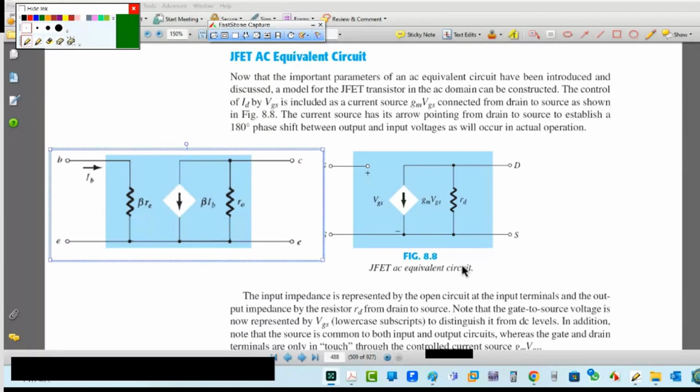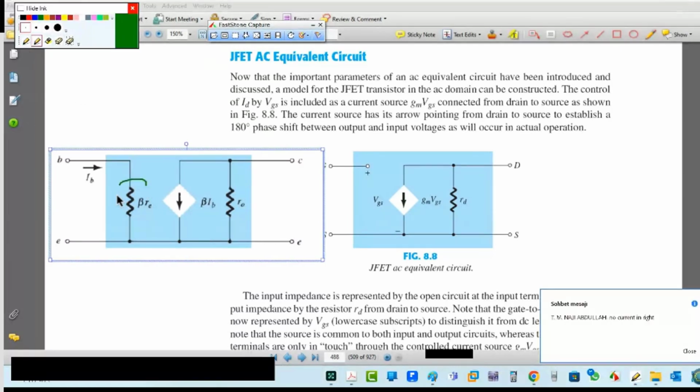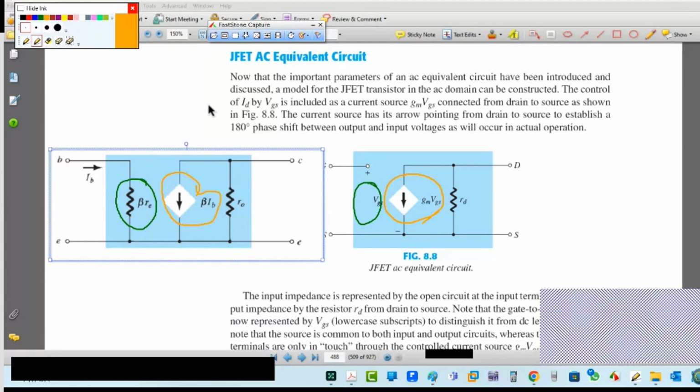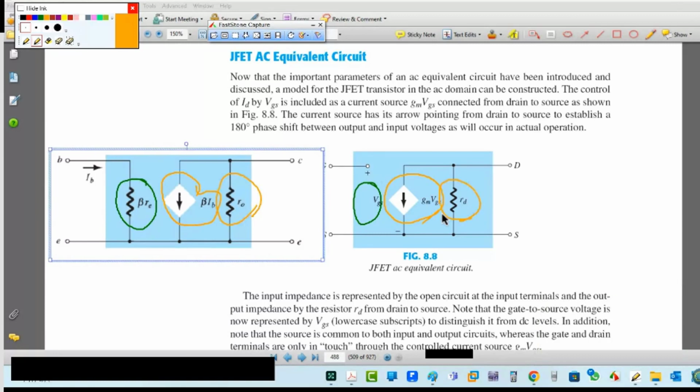Okay. For me, I think they are the same. Why? See here, here we have beta IB, here we don't have. But the idea here, see this, is a dependent current source. Here we have a dependent current. Correct, Ahmad? Do you think they are the same? Yes. Here we have RO, here we have RD. Same. So this changes beta IB to GM VGS. Here I have beta IB, here I have GM VGS. So this is the comparison.